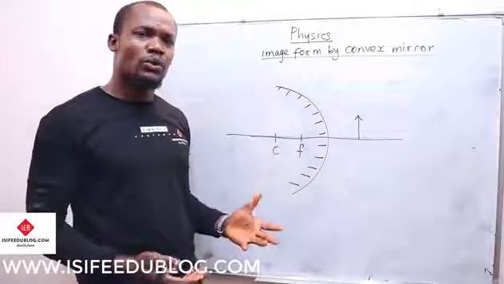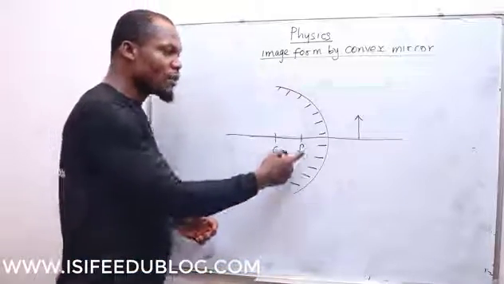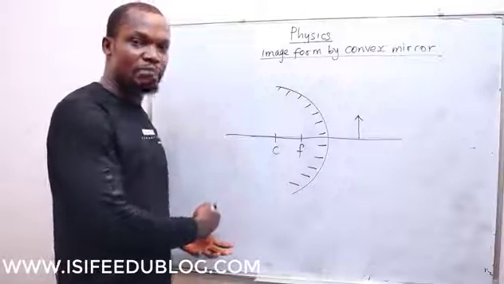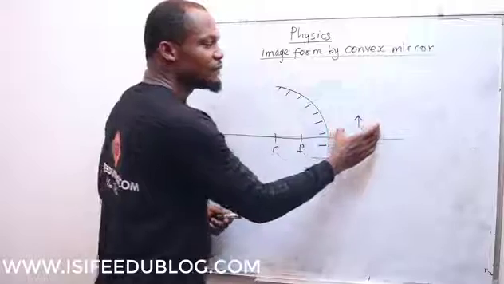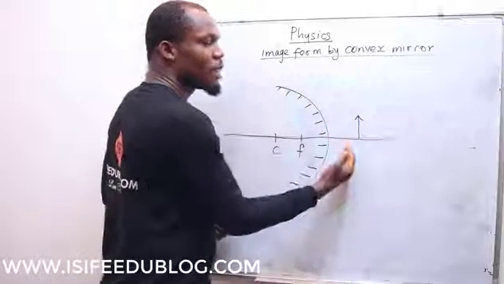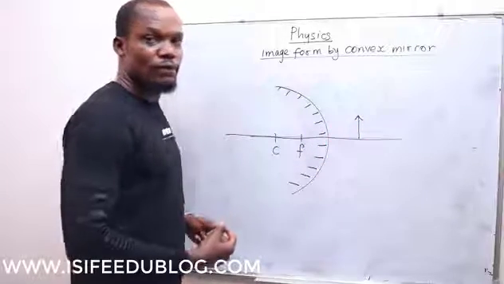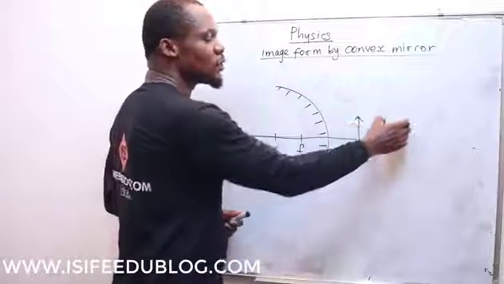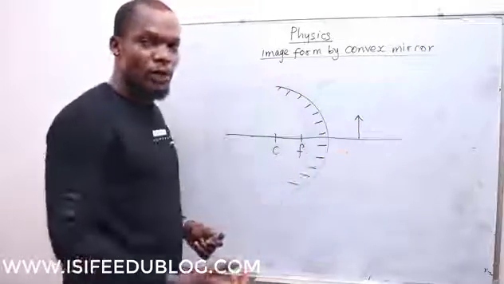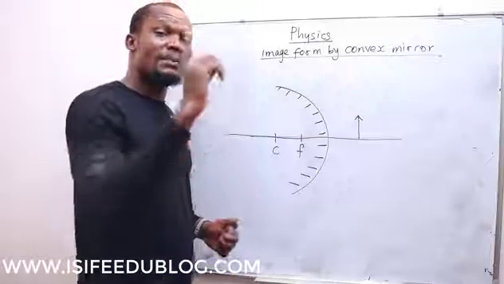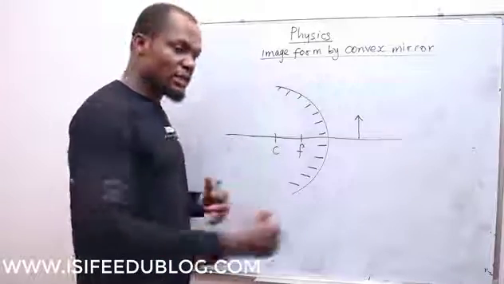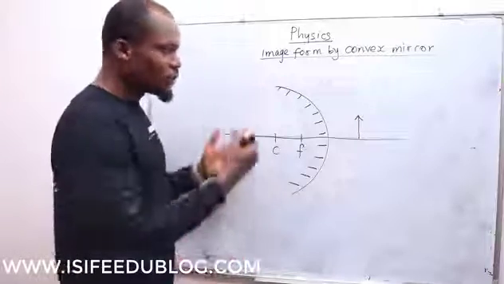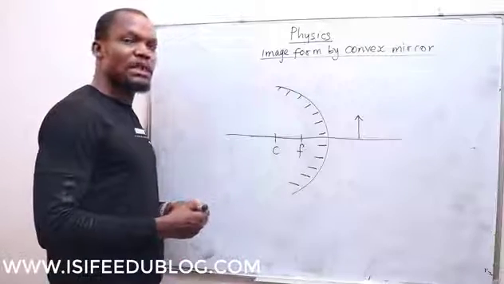Why is that so? Because both the focal point and the center of curvature are all behind the mirror. So you can see in front of the mirror, there is no focal point, there is no center of curvature. We have only the object. So wherever you place this object in front of a convex mirror, it is still going to give you the same type of image. It is just the distances that are going to change. So let us take a look at the type of image that is going to be formed.